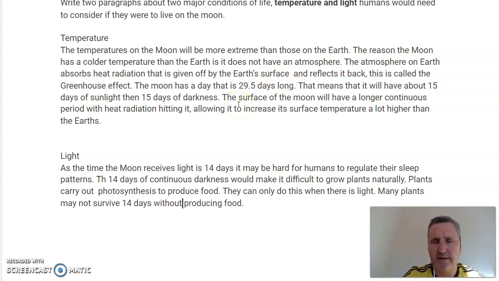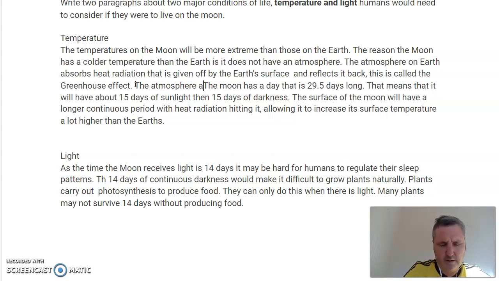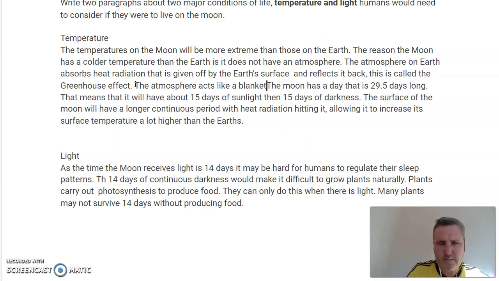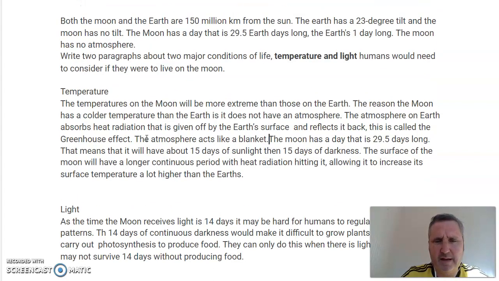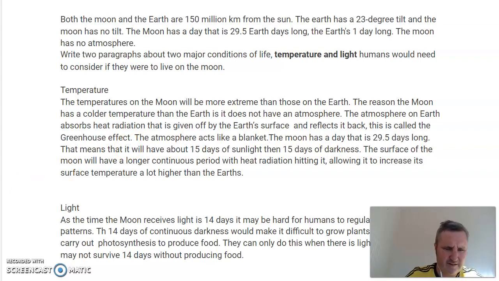I would put down the data and put some supporting information. I might add at the end some examples or analogies. So here, the greenhouse effect, we might say the atmosphere acts like a blanket. And after I've had a go at completing both of these paragraphs, I might come back and look at them later and just restructure them and make them better to read. And that's how I would approach solving this assessment problem.